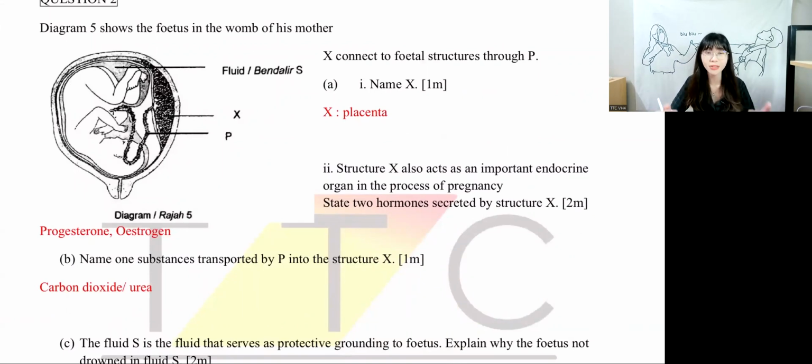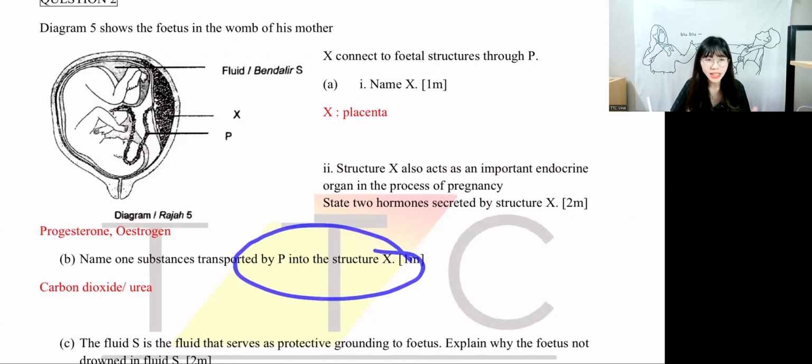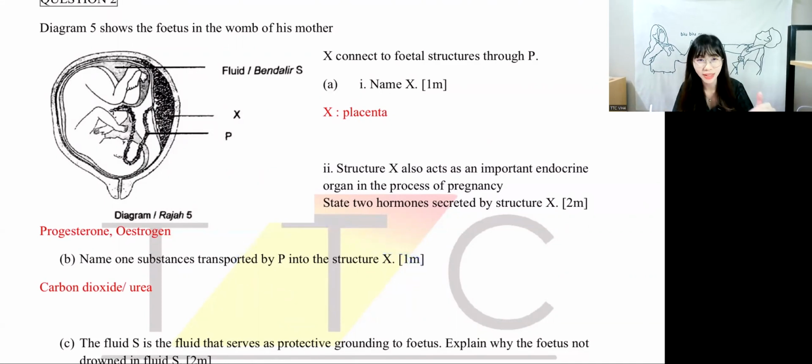We have mentioned that endocrine glands secrete hormones. The 2 hormones are progesterone and estrogen, okay? Next, name one substance transported by P into structure X. Into X means things that you don't want, because it's into the placenta, meaning you're giving it to your mother. From the fetus to the mother, the things we don't want are carbon dioxide and urea.